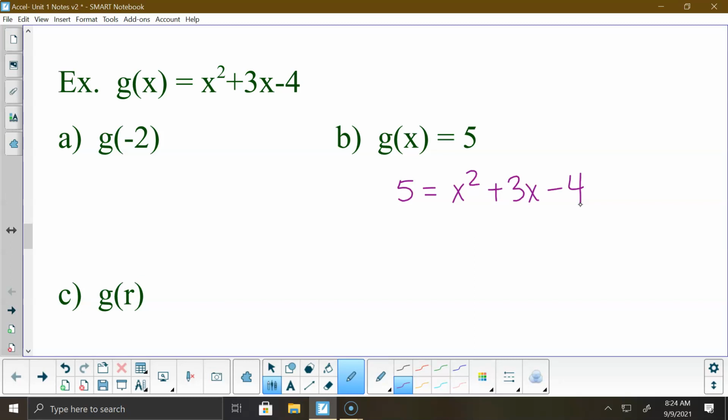So your first step on these is always to get it so it equals 0. All right, so I need to move that 5 over. So I've got 0 equals x squared plus 3x minus 9.